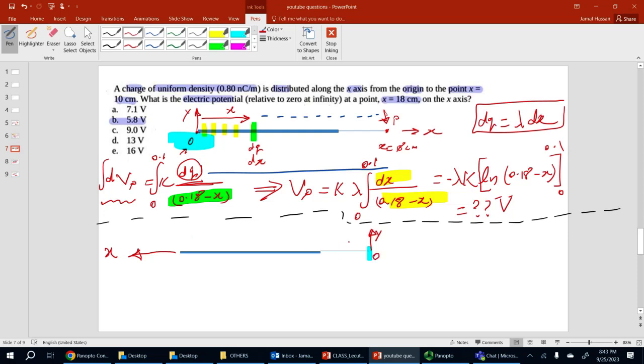Okay, which means I need to calculate the potential at the origin due to the rod, which is now located to the left of the origin. Remember we have 18 centimeters and we have 10 for the rod. So if this is 18, but I made 18 zero, so this distance now looks like 8, right? The distance looks like 8.